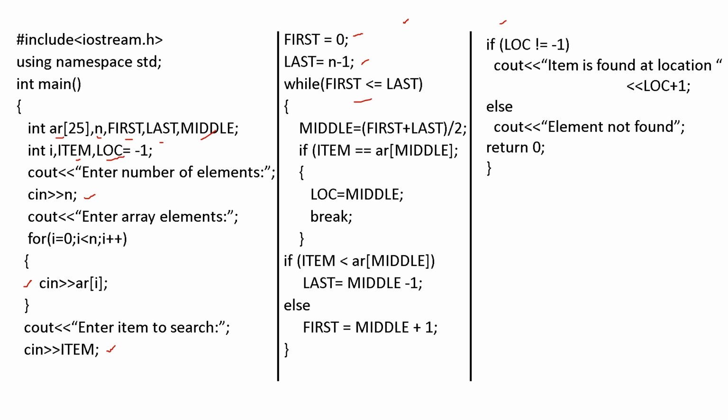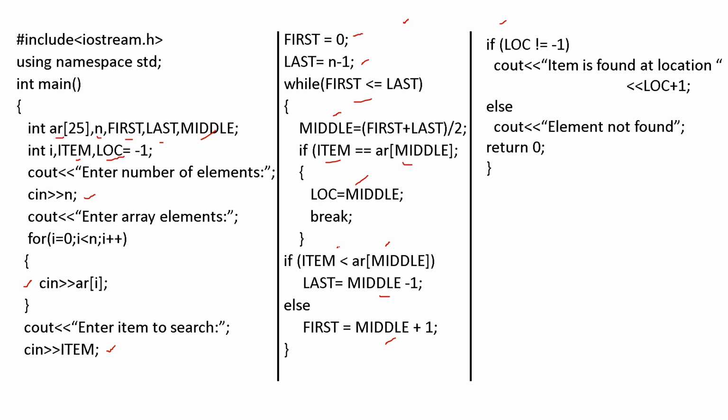If they are in ascending order, what you have to do is find the middle value and then the item is compared with the element in the middle position. If both are the same, you can print the middle position and you have to come out. Else, you are checking whether item is less than the middle element, then last is equal to middle minus 1, else first is equal to middle plus 1.